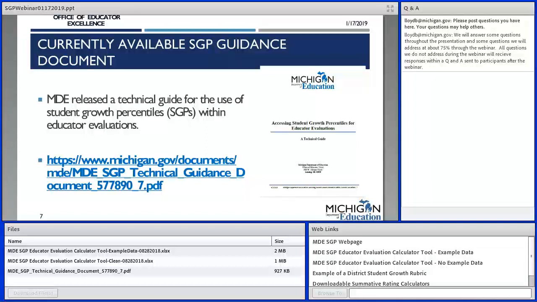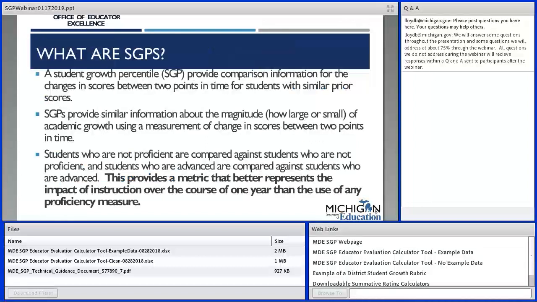This document provides a step-by-step guide for using the MDE SGP Student Growth Calculator tool that includes step-by-step instructions with pictures and indicators of exactly what to do and how to use it. There is also an instructional video for the use of the MDE SGP Student Growth Calculator tool. But first, a little bit more on what student growth percentiles are. What are SGPs?